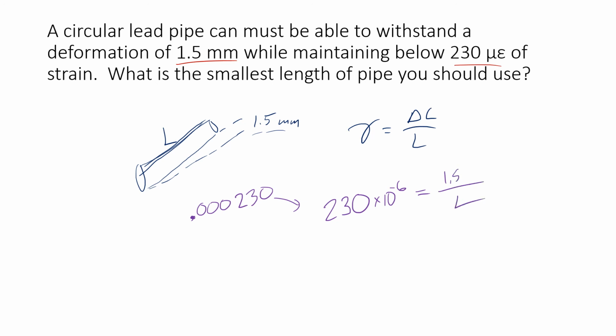So we have to do some cross multiplying action here. And we are going to get L is equal to 6521. That's a big number, but remember, that's in millimeters, because it's a length this time. Well, let's change it to something more reasonable, 6.5 meters.